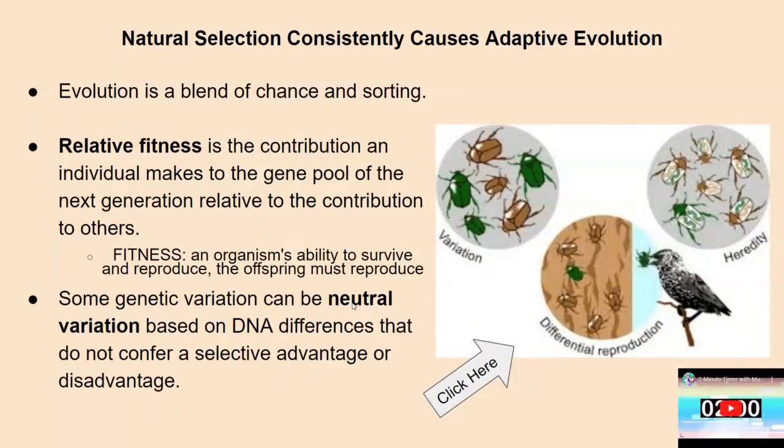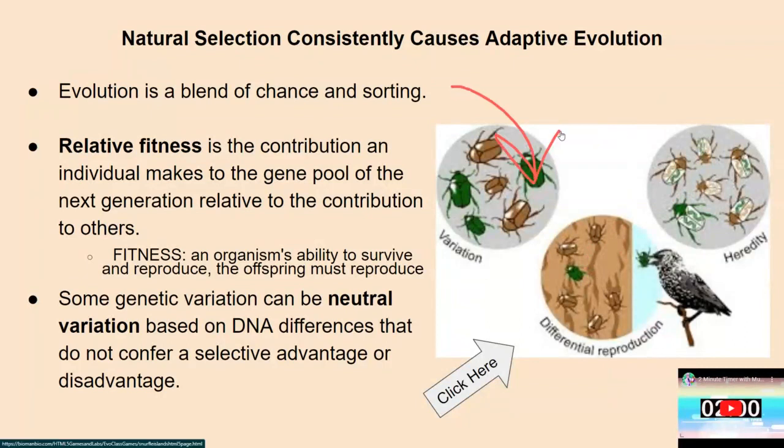So there needs to be some variation within the population for you to be able to see relative fitness because it has to be relative to the other members of the population. For instance, these green and brown beetles: there's variation within the population. Some are green and some are brown. If they live in a very brown environment, like the tree bark here, predators can easily see these green beetles and they get eaten, meaning that there is a relative fitness advantage to being brown, and so brown gets passed on to the next generation at a higher rate than green.